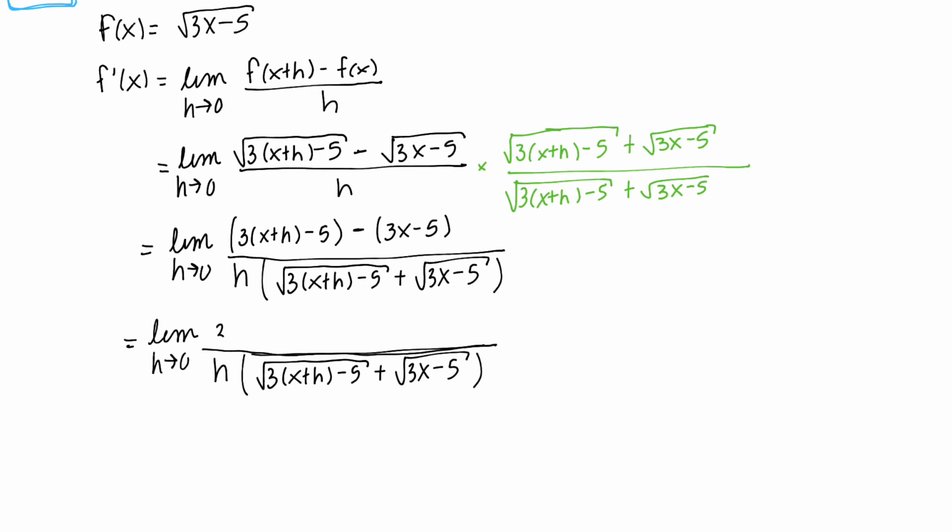For the numerator, you have 3x plus 3h minus 5 minus 3x plus 5. So these 3x's are going to cancel. These 5's are going to cancel. And at that point, you're left with a 3h over h. So now that you've gotten to this point and everything else is canceled, and there's just a 3h on top, those h's can cancel.